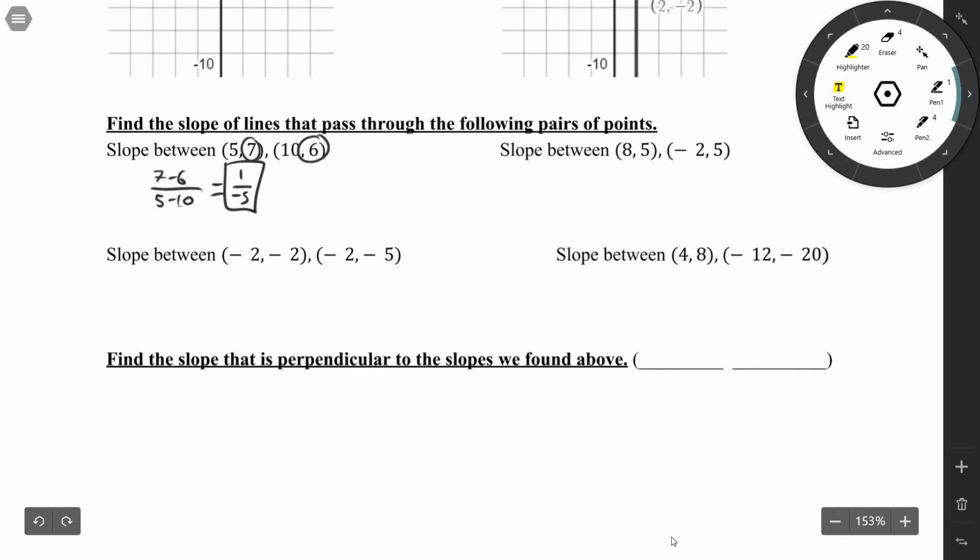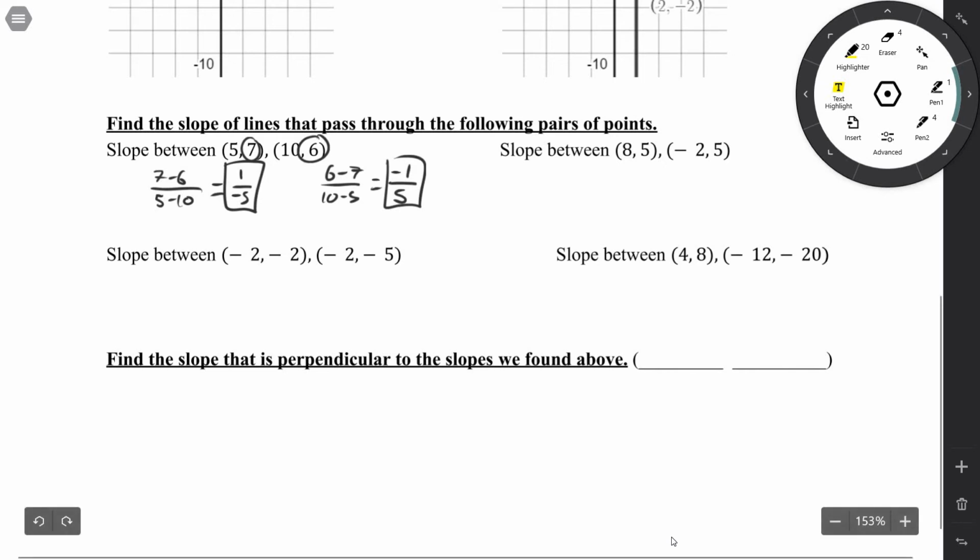And that's our slope. If we did this backwards, and we'll just crunch those numbers here now, if we flip these around and did 6 minus 7 over 10 minus 5, we'd end up with the same answer. We would get negative 1 over positive 5, and those are the same. It doesn't really matter which direction you go here. So that would be negative 1 over 5.